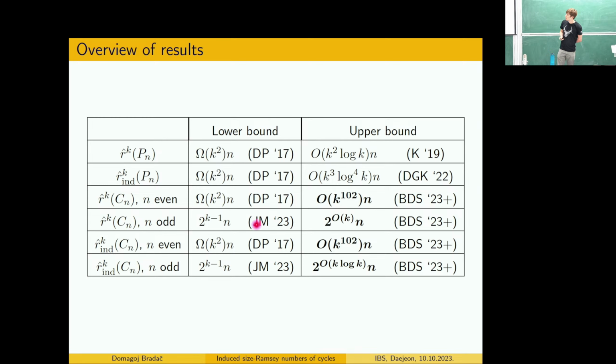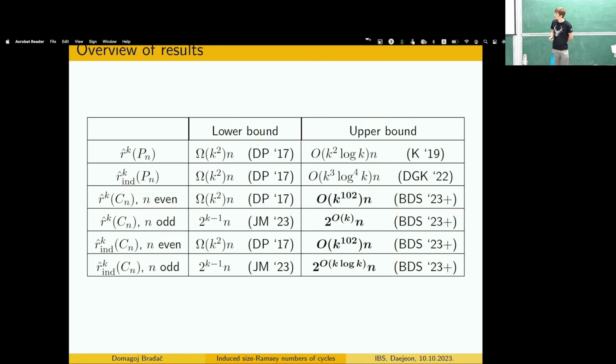For the size-Ramsey number of odd cycles, we obtain an exponential bound in k, which is optimal, of course, up to the base of the exponent, which is far from optimal for sure. And for the induced size-Ramsey number of odd cycles, we have a bound which is exponentially k log k, so there's this extra log k in the exponent, which we think should not be there, and I'll say a bit more later. Okay, are there any questions about the results, about the statements?